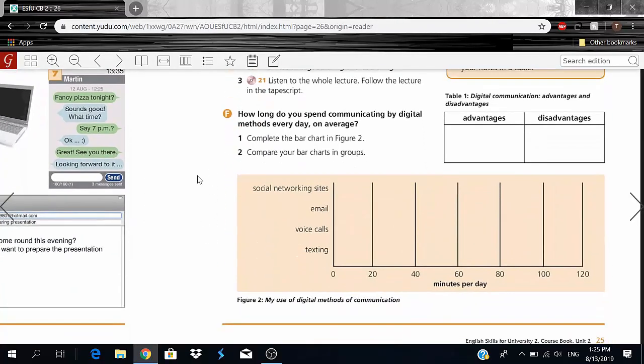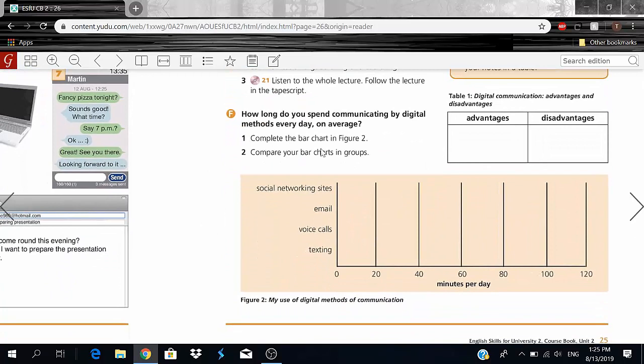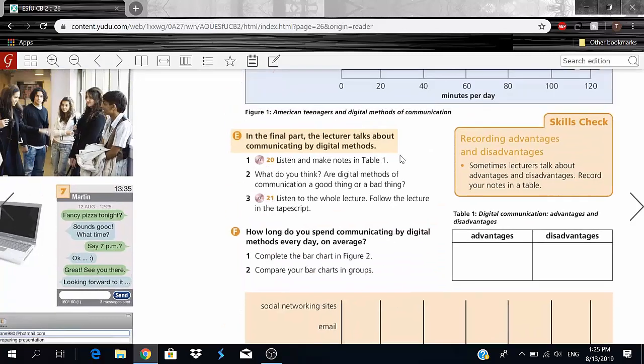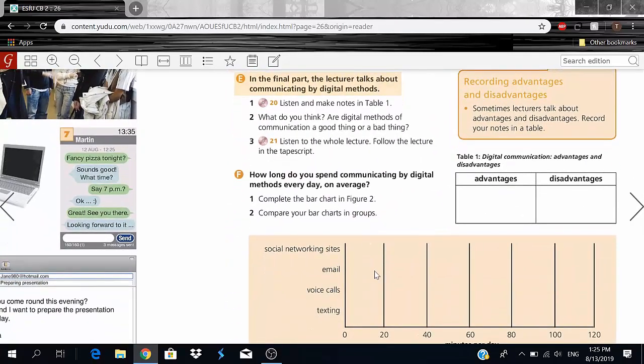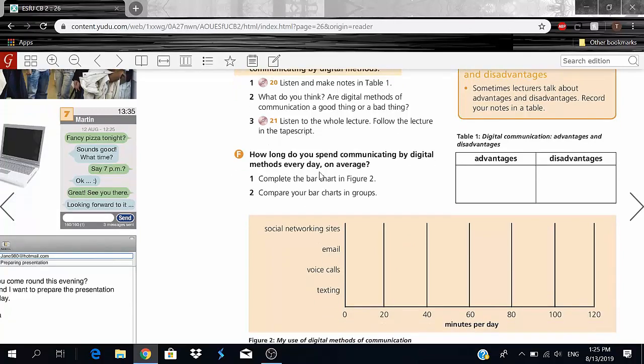Here we have exercise F. How long do you spend communicating by digital methods every day on average? This is going to be entirely up to you. This is just like a bar chart like the one above, so we're going to be using the same method. I'm going to talk about myself, but you're going to have different numbers depending on how you spend your day and your time management. So, completing the bar chart.